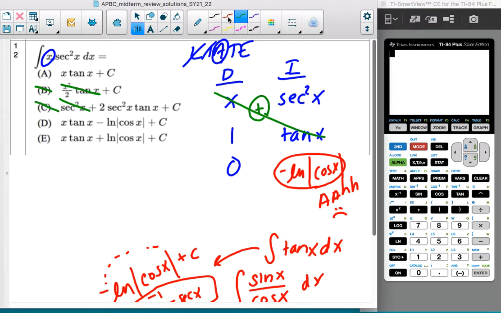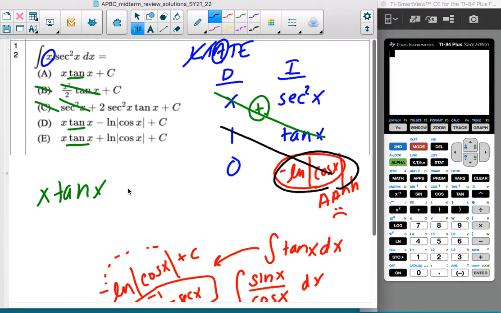And then you should hopefully have the awareness. So like you know that it starts with x tangent x, which tells you it's either this, this, or this. And then hopefully you're like, oh, hey, even if I don't know what this is, it's a -1 times some mystery thing plus c, and hopefully that would make you cross off A.